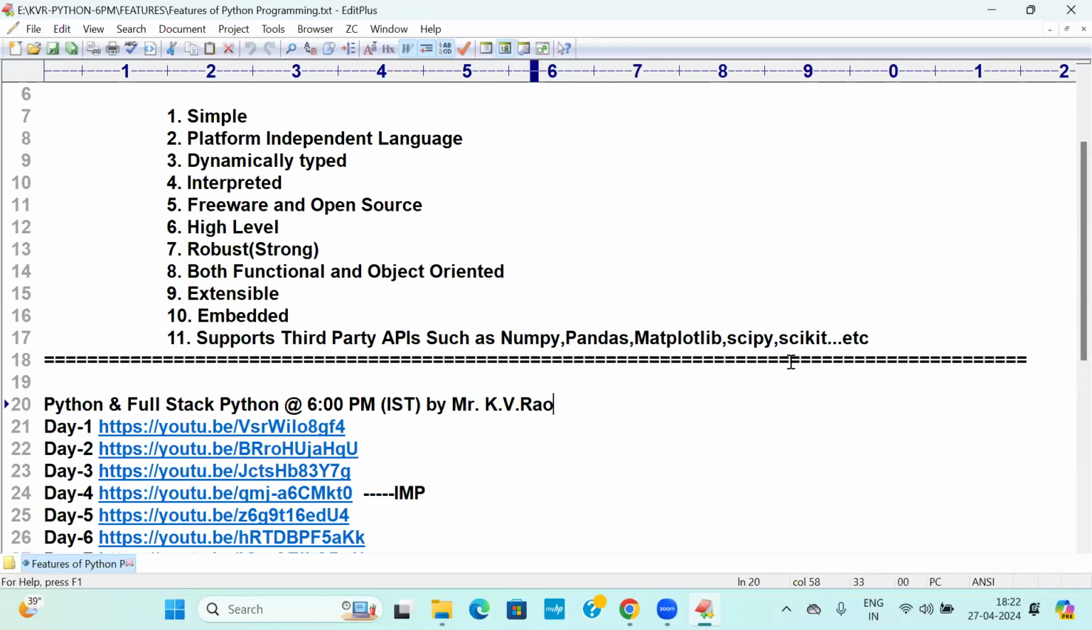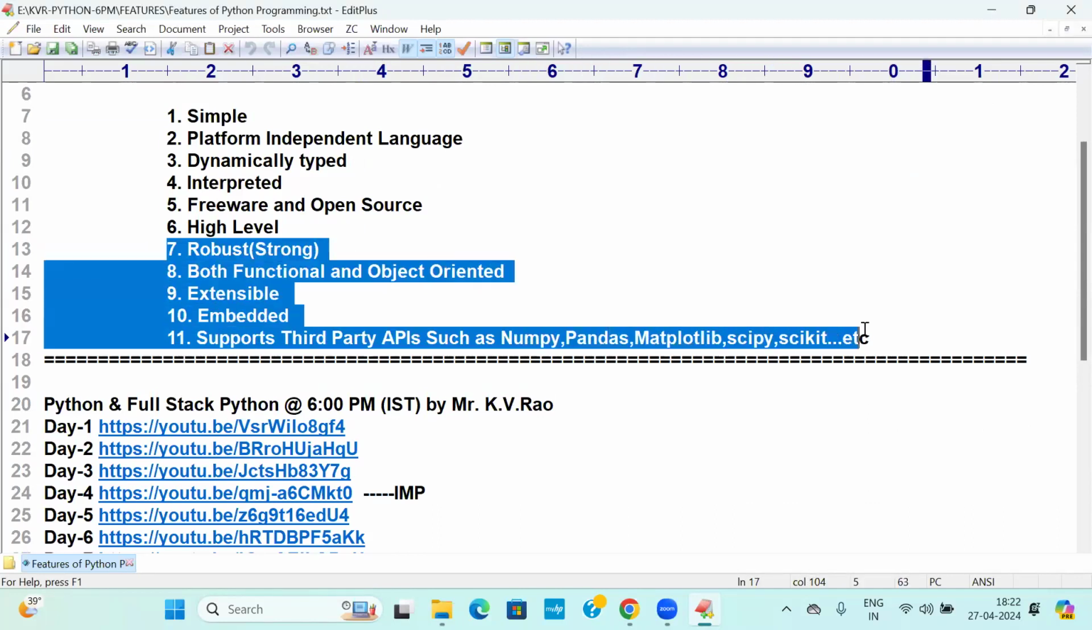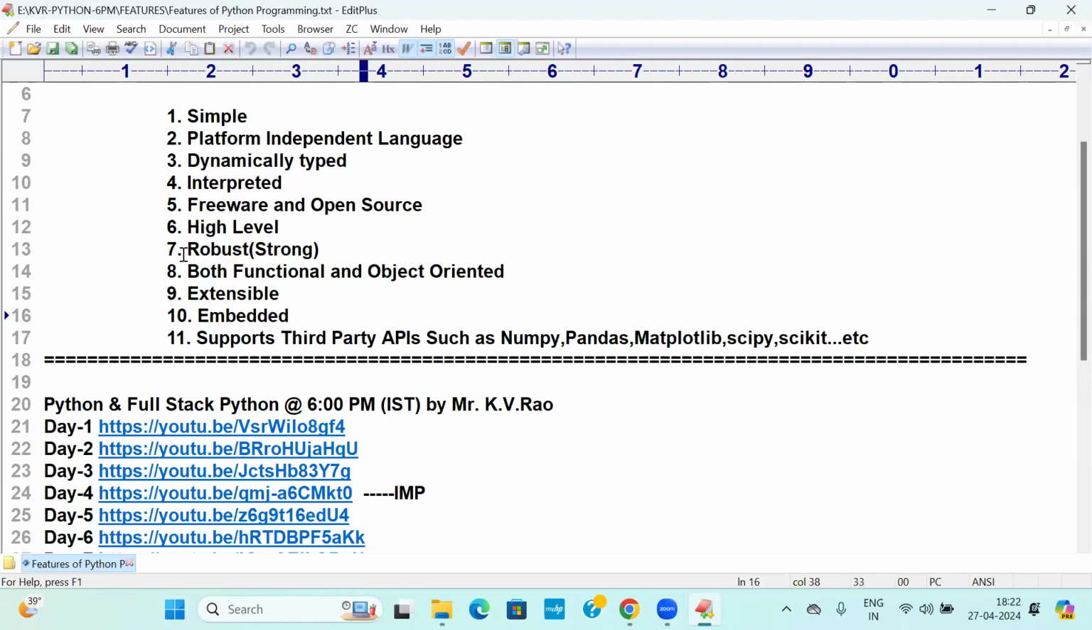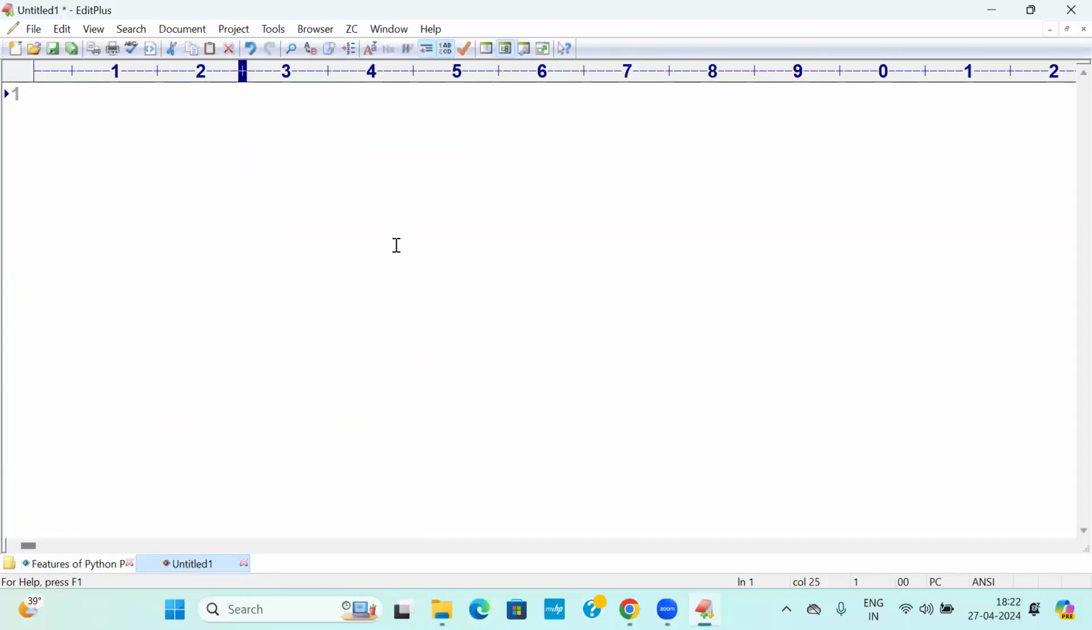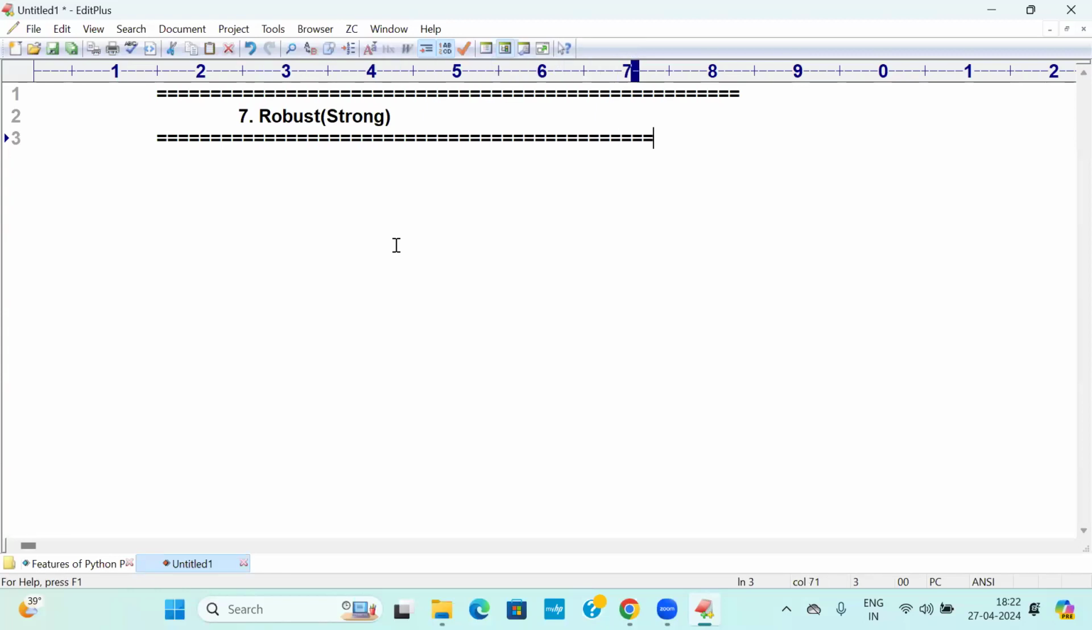So today I may not be taking much time. I'll take very little time because the features are very easy and you will understand them much more easily. So let us go to another feature of Python called what? Robust. So let us start understanding about robust, which is a very important facility. The English meaning of robust is strong. So which languages are strong and which languages are weak? We decide based on a certain property.